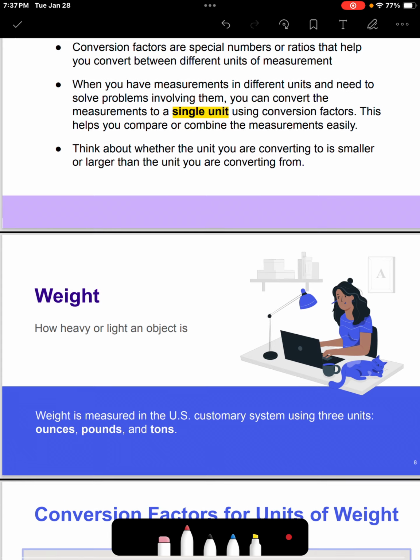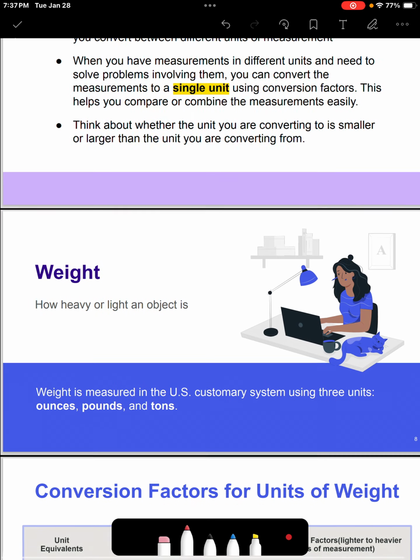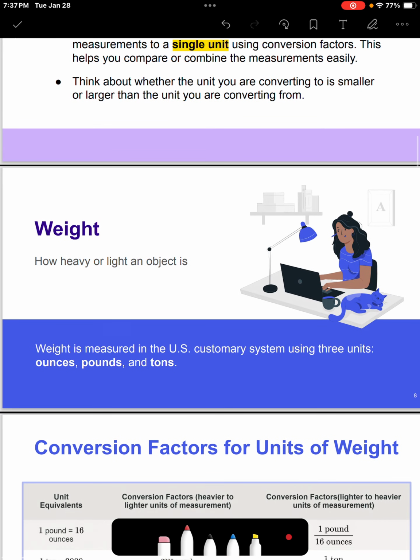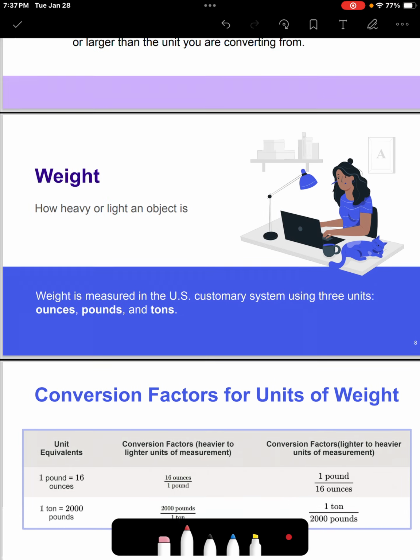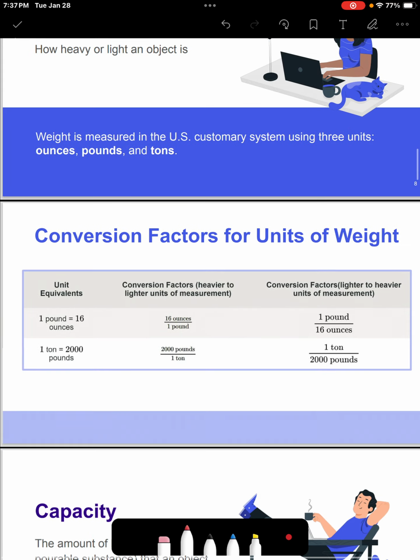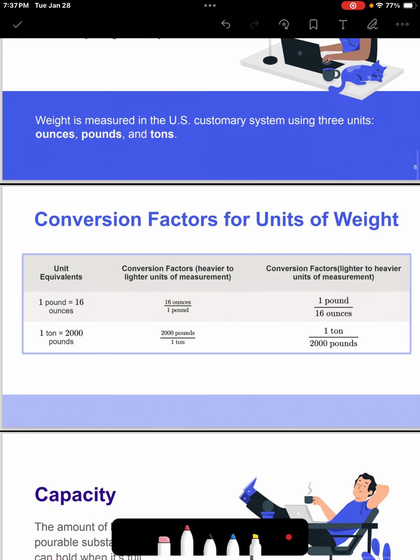Say weight. How heavy or light an object is. Weight is measured in the U.S. customary system using 3 units: ounces, pounds, and tons. So here is your unit equivalent. 1 pound is 16 ounces. 1 ton is 2,000 pounds. Here are your conversions: 16 to 1 or 2,000 to 1. 2,000 pounds to 1 ton, or 1 ton to 2,000 pounds. You can flip these fractions around any way you please.